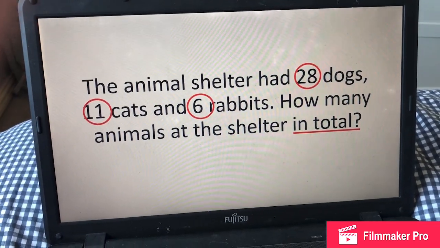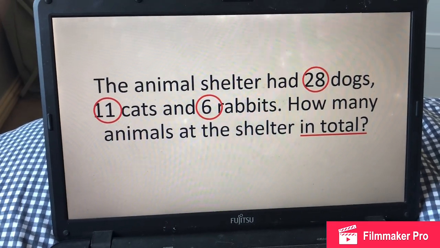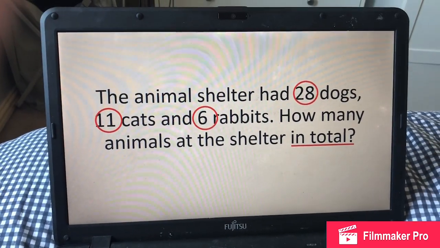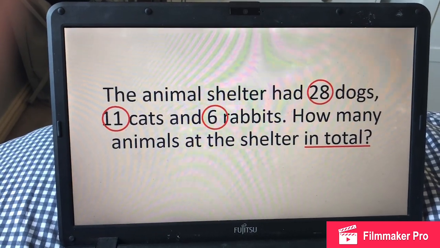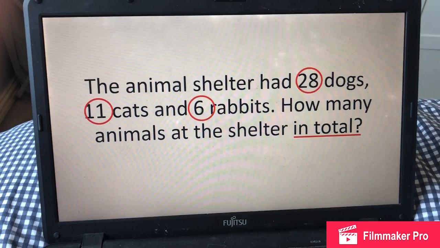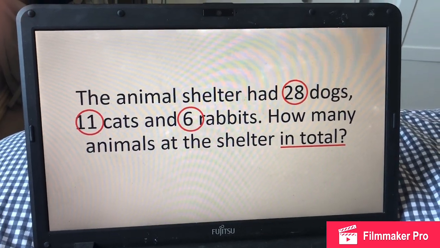So again, now that I've got 3 numbers, I would probably use the column method to add those together. And if you're in year 4, you're going to be working on adding 3 numbers this week, but that won't be until Wednesday.